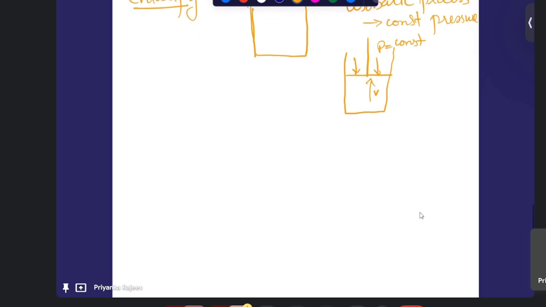Now, first law. So what is the first law? The first law will say Q from 1 to 2. The first state is the piston over here, this is 1 and this is 2. Q1 to 2 equals W1 to 2 plus E2 minus E1. This is the first law.